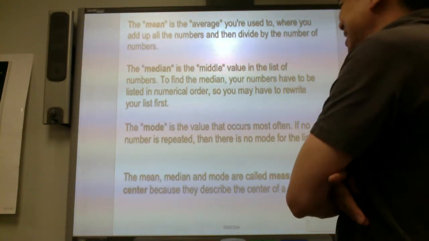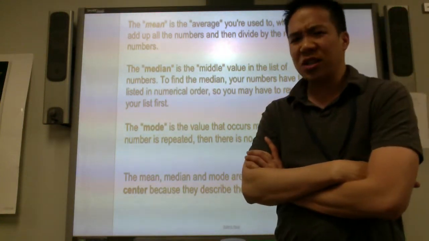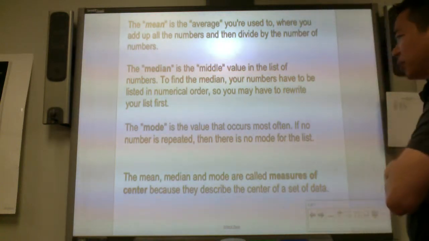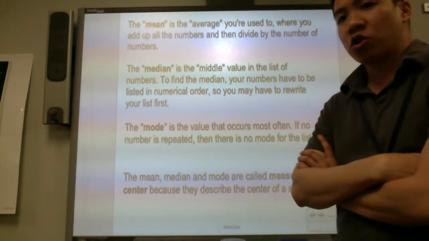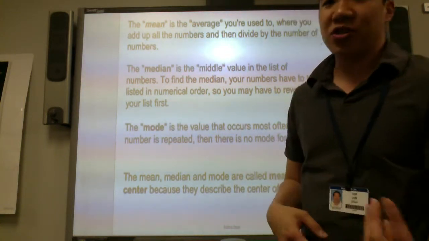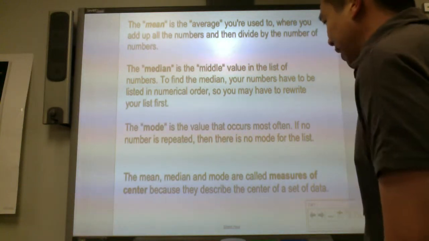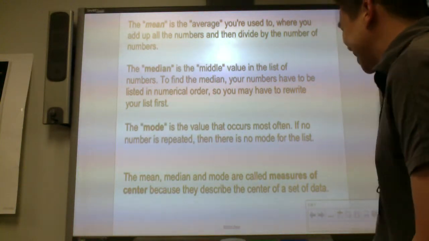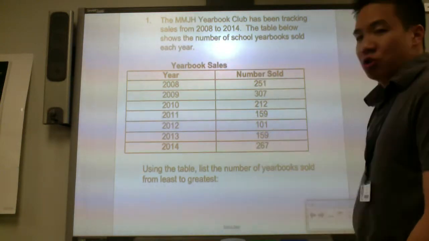The mode is the value that occurs most often. It's the number you see mostly all the time. If no number is repeated, then there is no mode. Sometimes there are 2 modes, so it's called bimodal. We're not really using that word in 6th grade, but I'm just saying. So the mean, median, and mode are called measures because they describe the center of the set of data. So we're going to take what we've learned and apply it to all these.